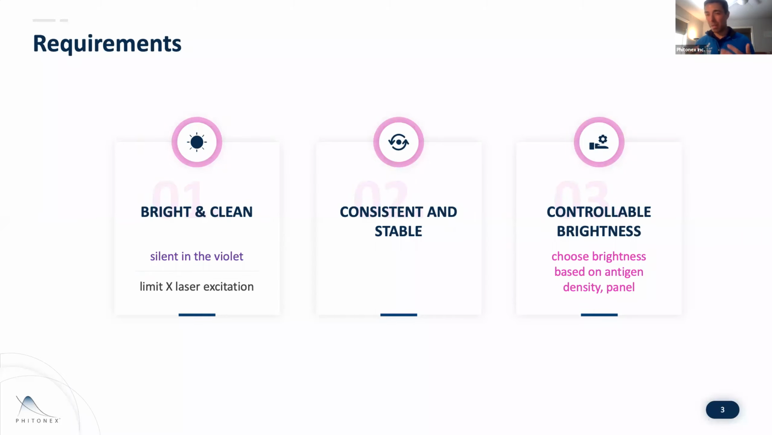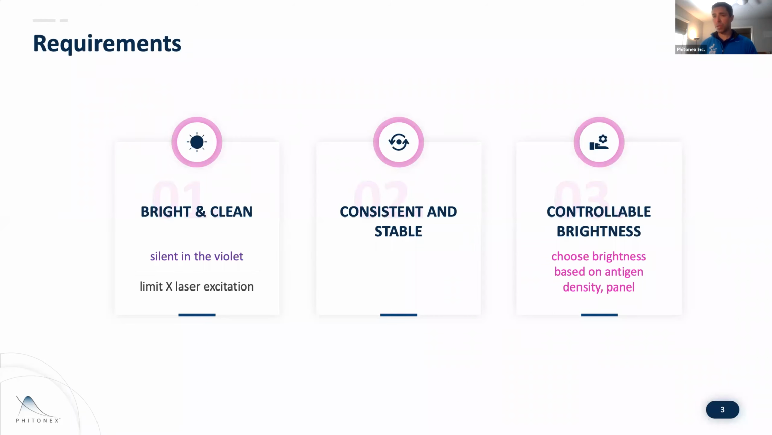The other part is somewhat obvious, but it's something that we've been dealing with for so long with APC and PE that we've just sort of gotten used to the pain, right? Which is limiting cross-laser excitation. So we'll talk about that and how we specifically design for that. Consistent and stable, this is something that's, I think, very interesting. It's emergent for us, for sure, in terms of what's the stability of your fluorophores and how could you make something that's really, really stable over time, or in fixative solution, right?